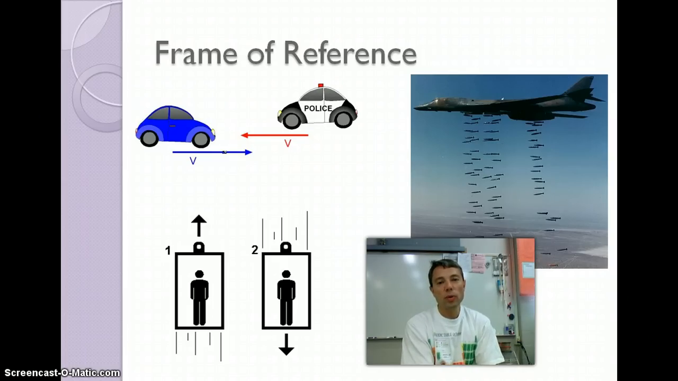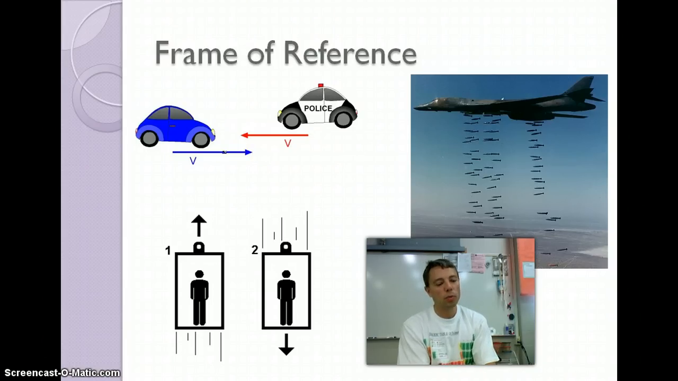We can get the same feel for this in a car. If you're on the interstate traveling along at 65 miles per hour and another car comes zipping by you at, say, 85 miles per hour, to you as the observer inside the car, you're only seeing the car traveling at 20 miles per hour, which is the difference between the two. So again, it depends upon where we are, either as the observer in the moving vehicle or not.